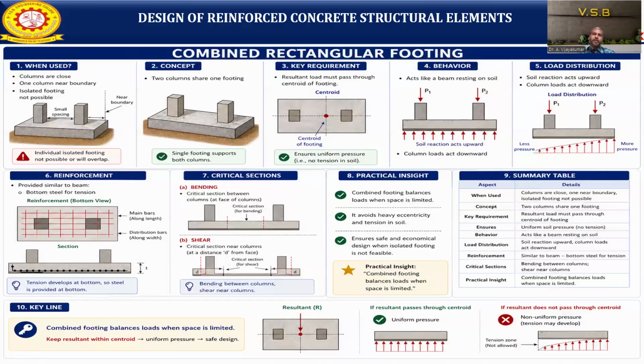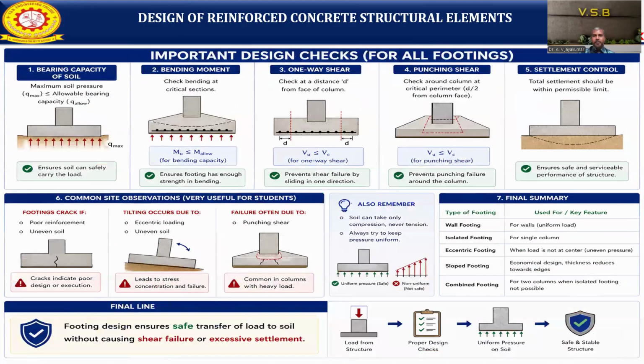For reinforcement, we do the same as for a beam. Where the tension is acting, there we need to provide the reinforcement, at the bottom as well as on the tension side. When talking about the critical section, the bending between the two columns will happen, and near the column the shear will happen. So a combined footing is for a balanced load and limited space. Now, keep the resultant within the centroid. That means uniform pressure, which is the safe design for the rectangular combined footing.